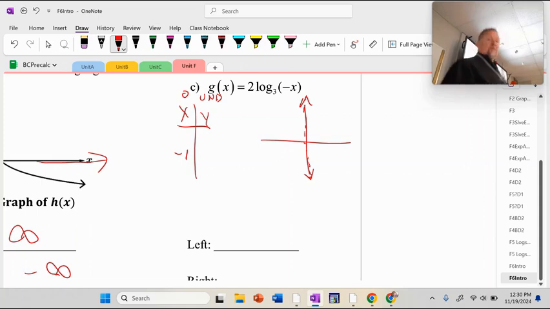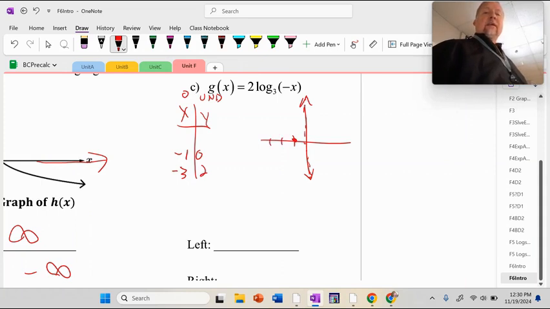Why? What's log base 3 of negative 1? 0. What's 0 times 2? So what happened here? I have a y-axis reflection. And we should know that from the thing in there. All right, and then negative 3. What's log base 3 of negative 3? 1. What's 1 times 2? 2. So this should be enough.